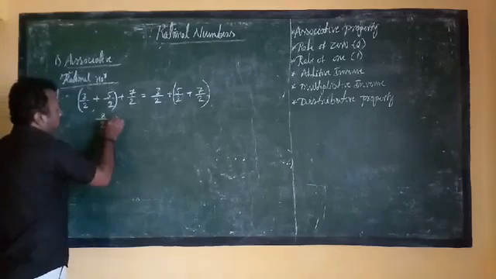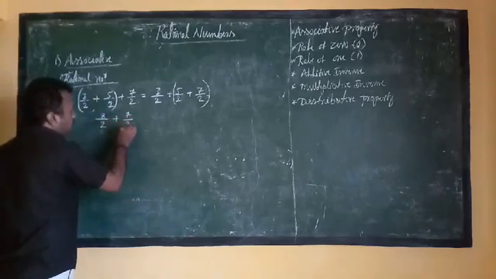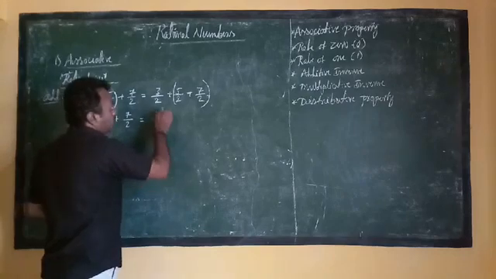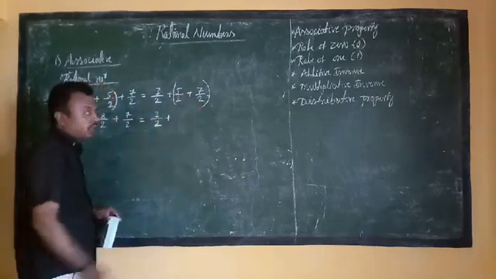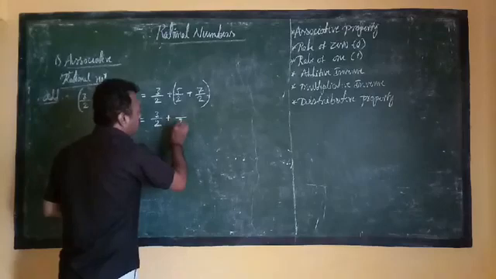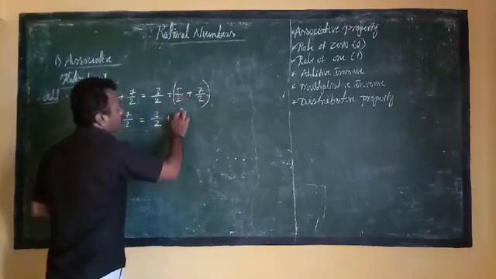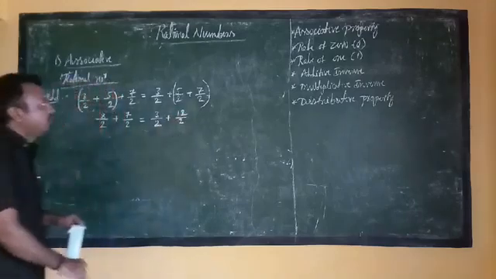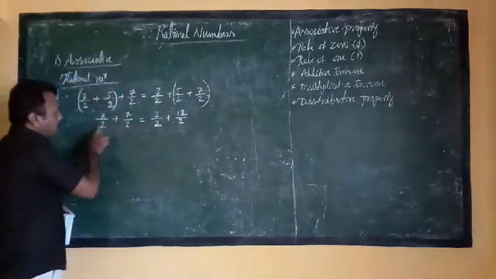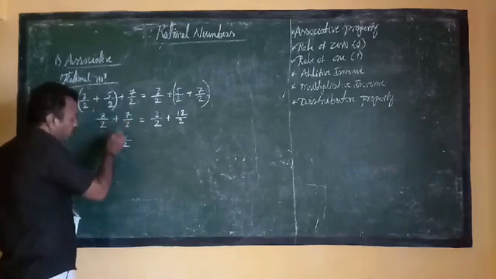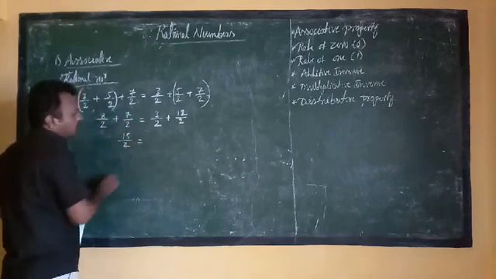Okay, 7 by 2 as it is written. Next, it is equal to 3 by 2 as it is written plus the last two rational numbers we have to add. The denominators are the same, so add the numerators: 7 plus 5 is 12. Now again the denominators are the same, so add the numerators: 8 plus 7 is 15. So 15 by 2 is the LHS result.